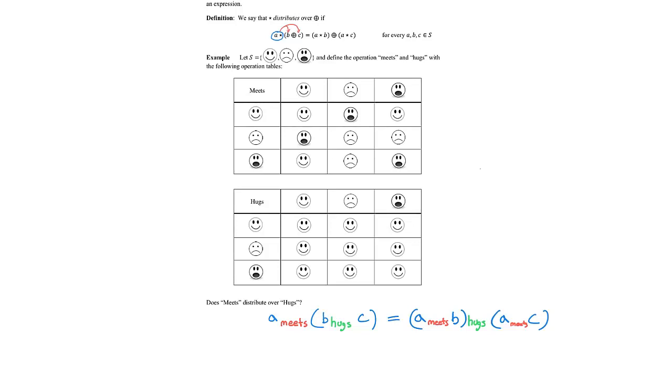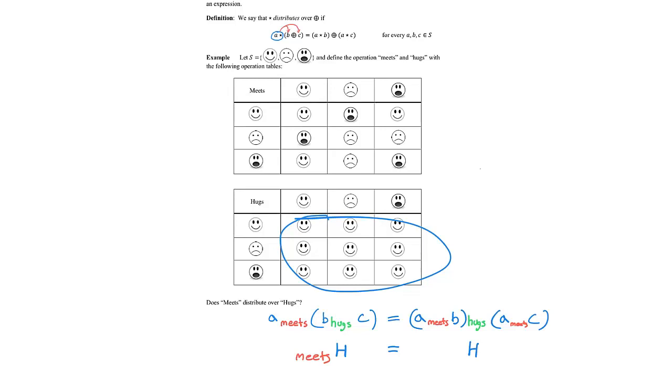Let's look at hugs first. Hugs is kind of an interesting table because every single result in that table gives you happy. So no matter what, the hugs on the right-hand side will come out as happy. And the hugs on the left-hand side will also come out as happy. But that result will also be met with any A from our set. So happy, unhappy, or surprised. And that result is not necessarily happy.